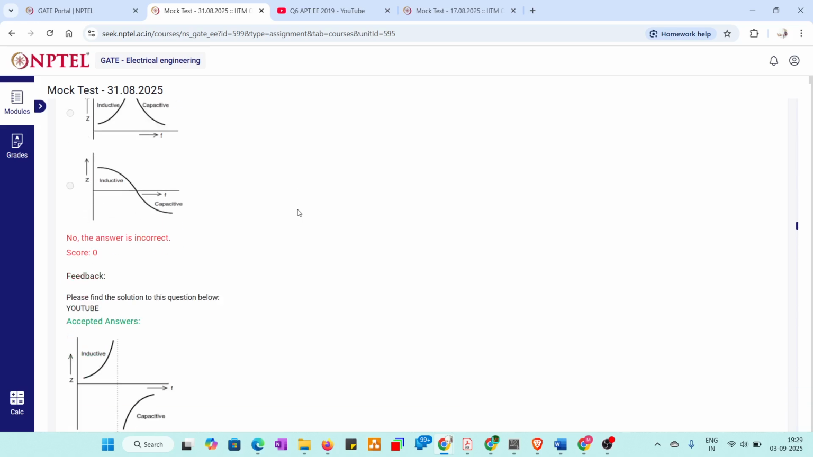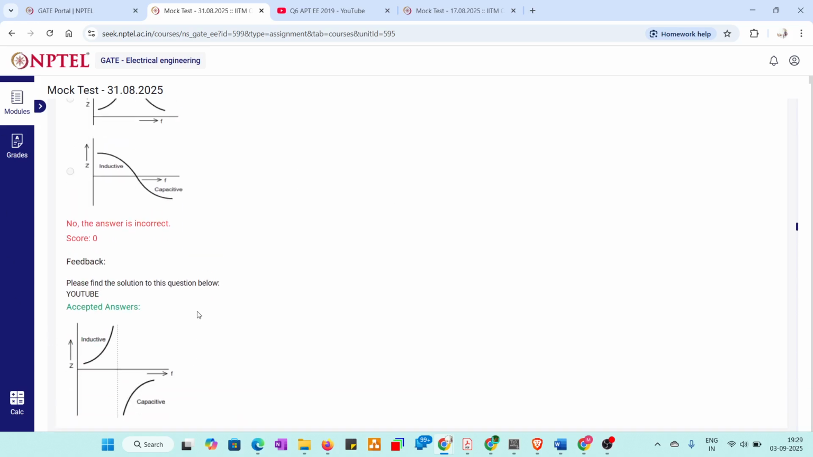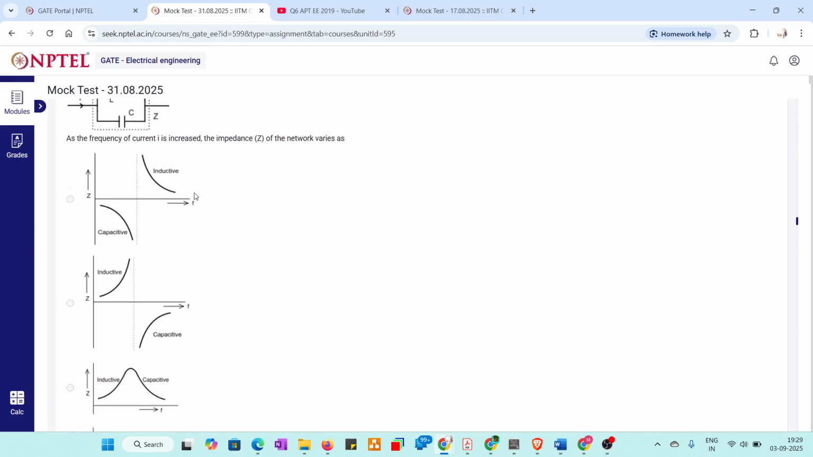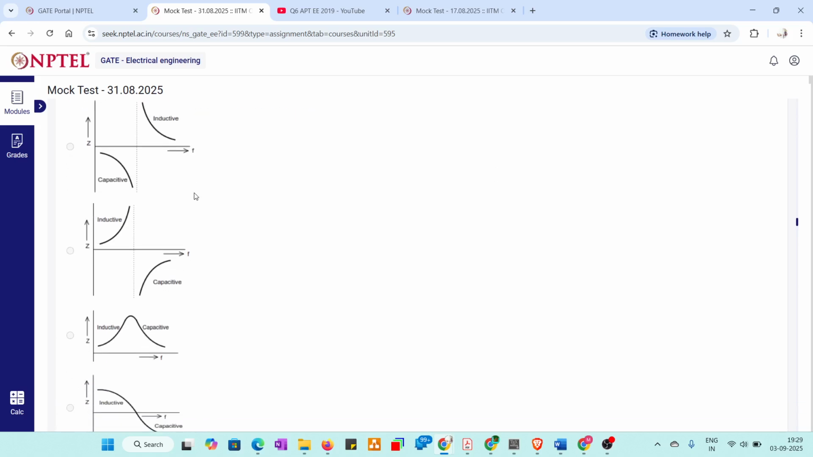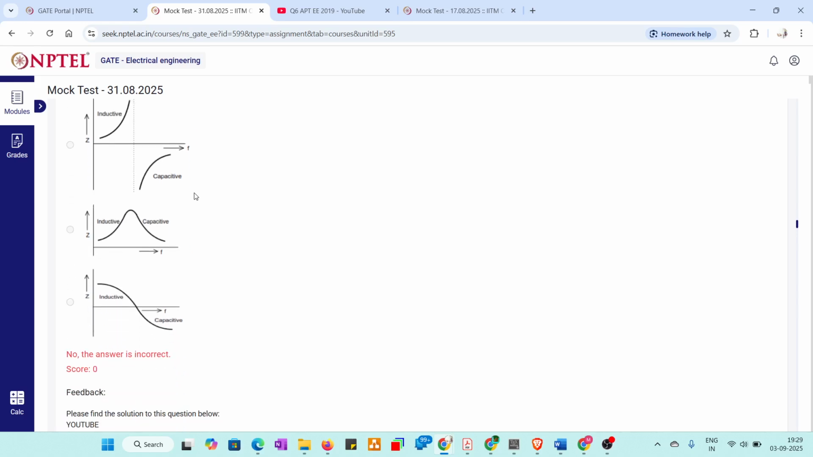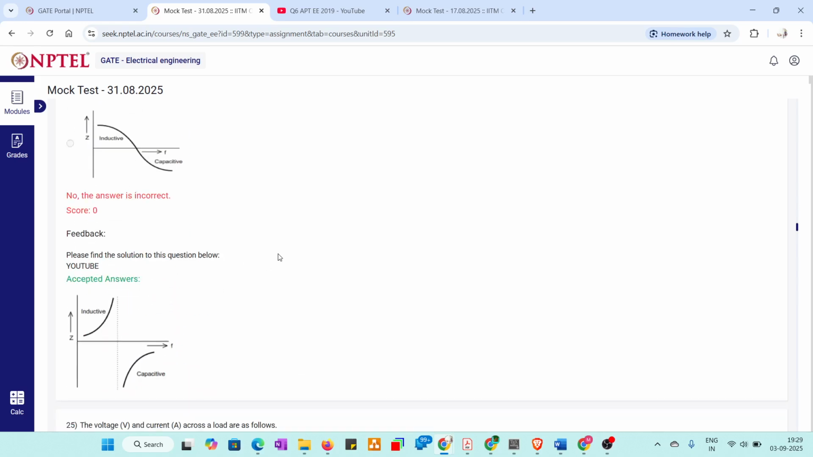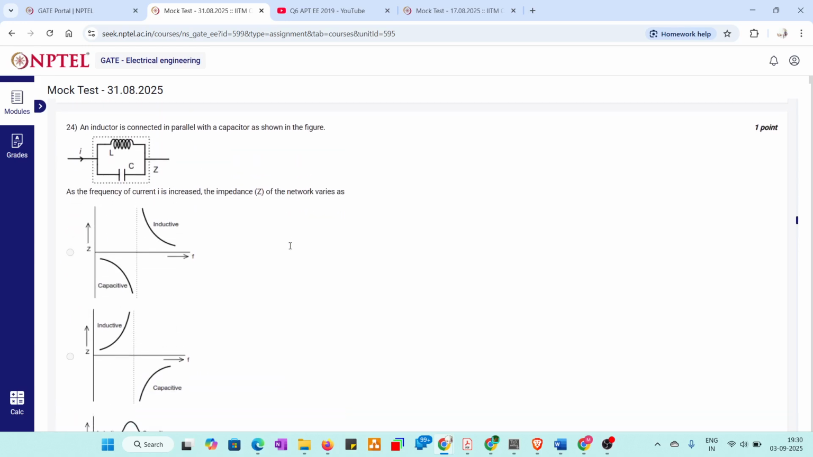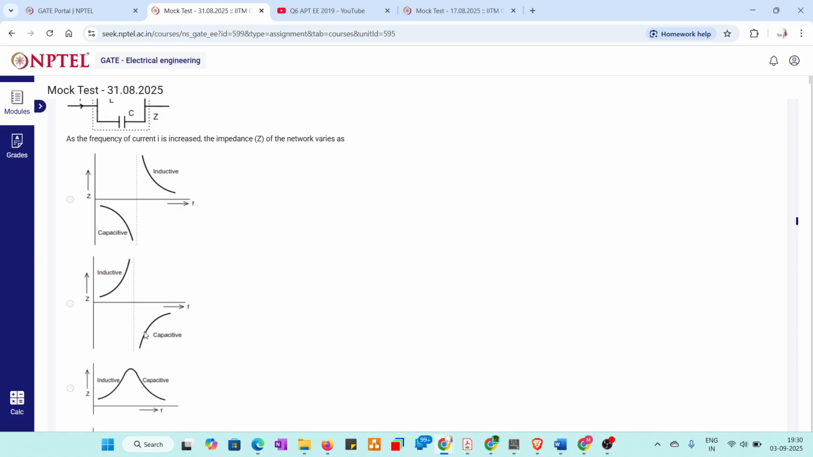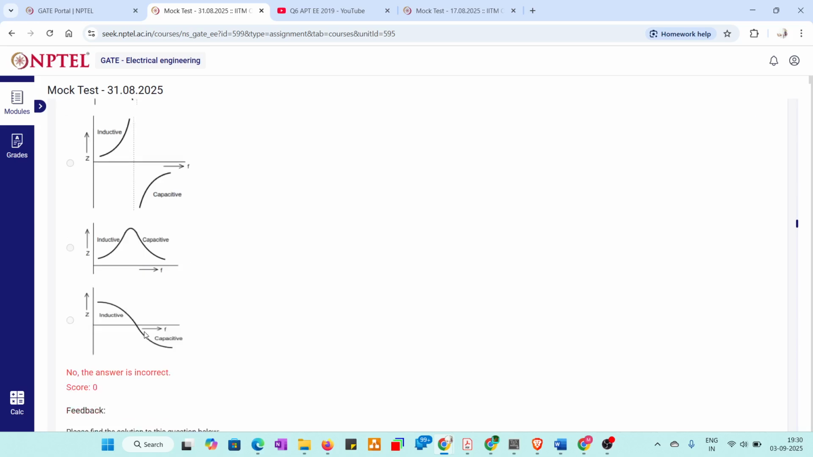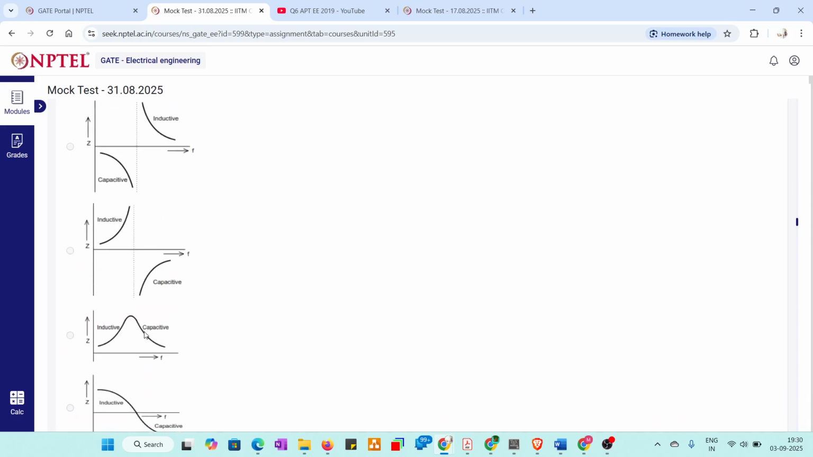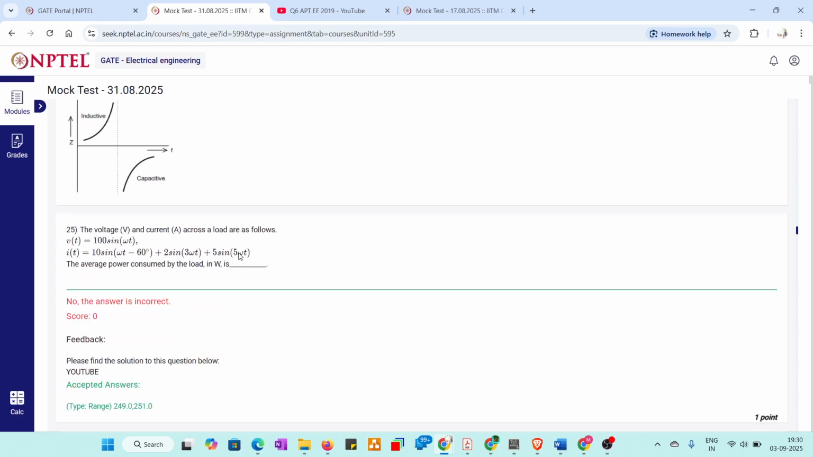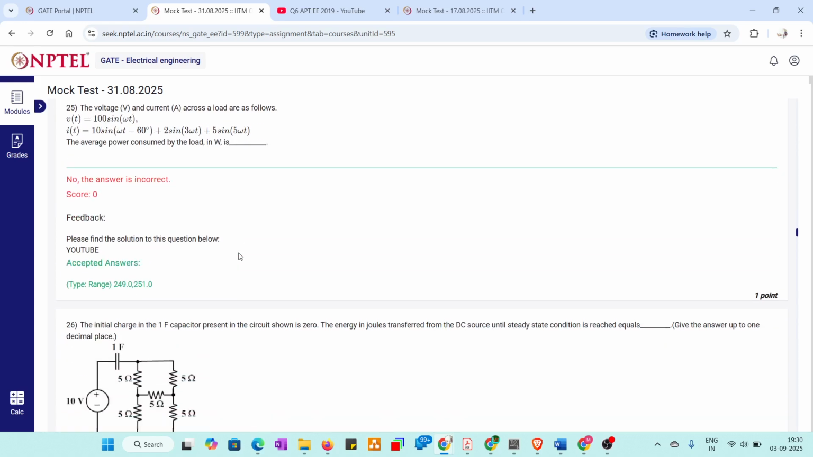So here how it will be. Okay, the accepted answer is. So in the four graphical options, we need to get the one option. Okay, so this is the question. Option 1, option 2, option 3, option 4. So here the option 2 is the correct one. Next, 25th question.